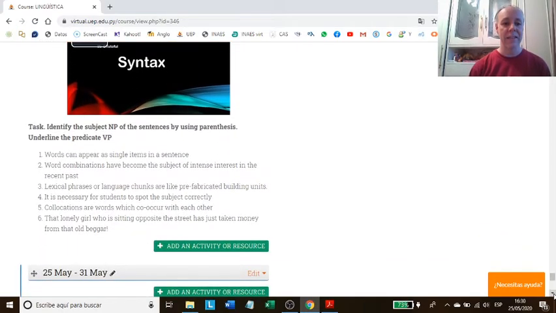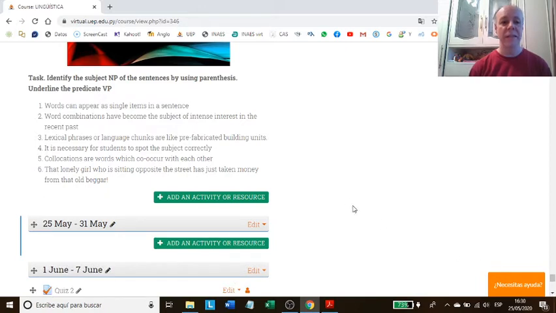Task number two says, identify the subject noun phrase of the sentences by using parentheses. Underline the predicate verb phrase. Okay. So in number one, the subject in parentheses would be words. We're talking about words. And notice that the subject finishes right before the main verb. In this case, a modal verb and then the main verb, but a verb phrase. Number two, word combinations is the subject.